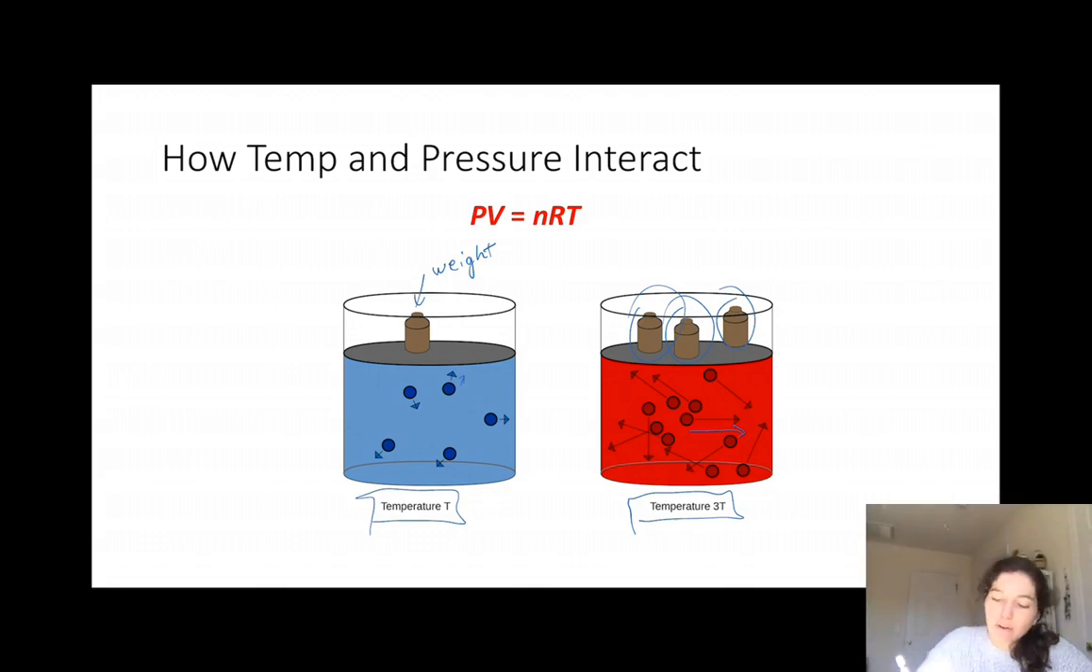So in order to keep the volume constant, we've got to have something to keep that under control, and we need more there because there's an increased pressure.